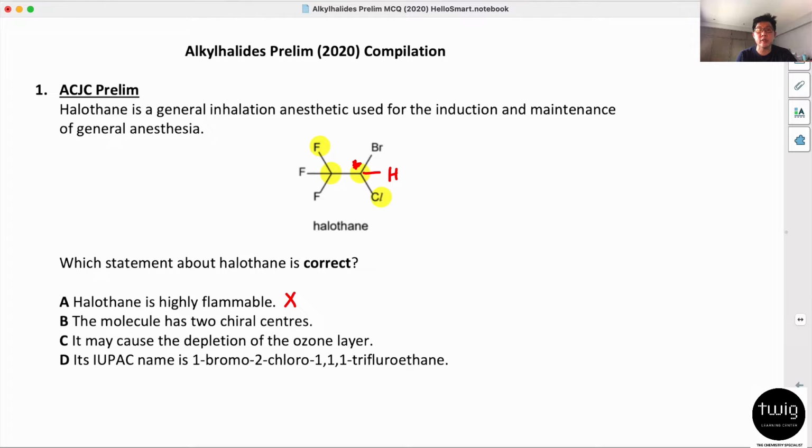It may cause depletion of the ozone layer. That's true because UV rays can break the C-Cl bond. So the Cl radical that's formed will convert the ozone to oxygen. So it depletes the ozone layer. So this is definitely correct.